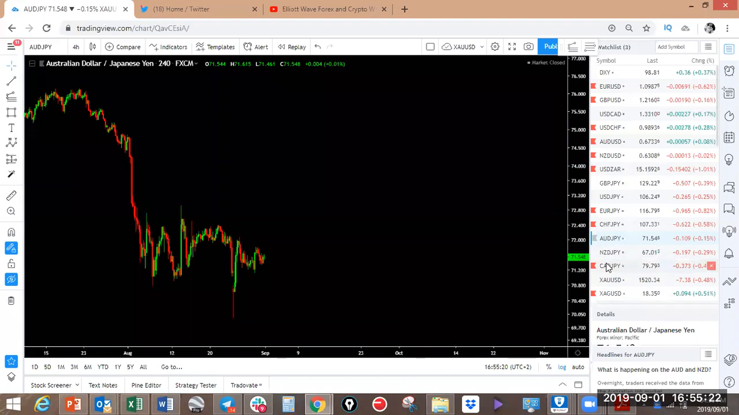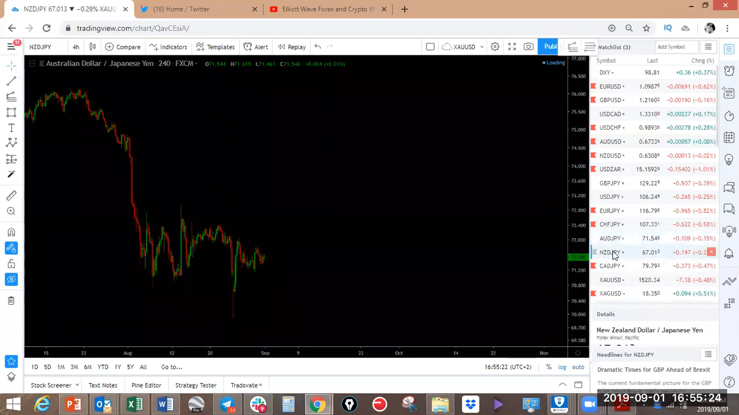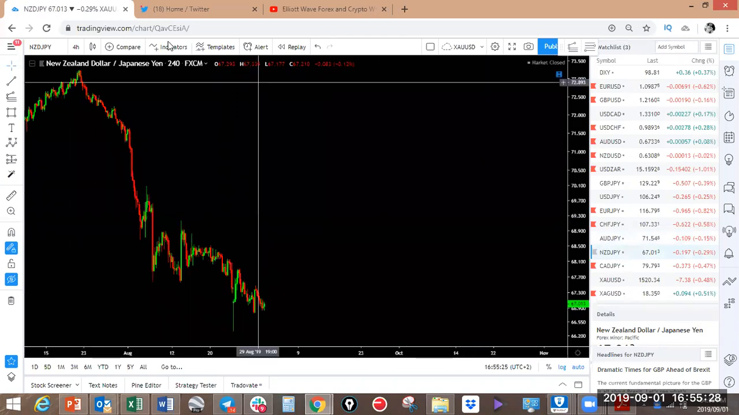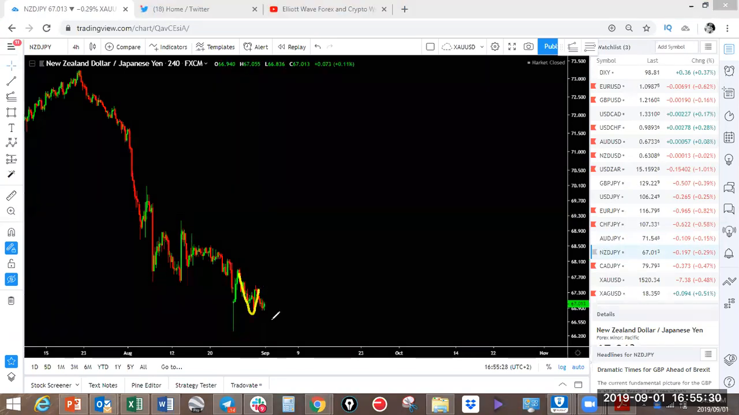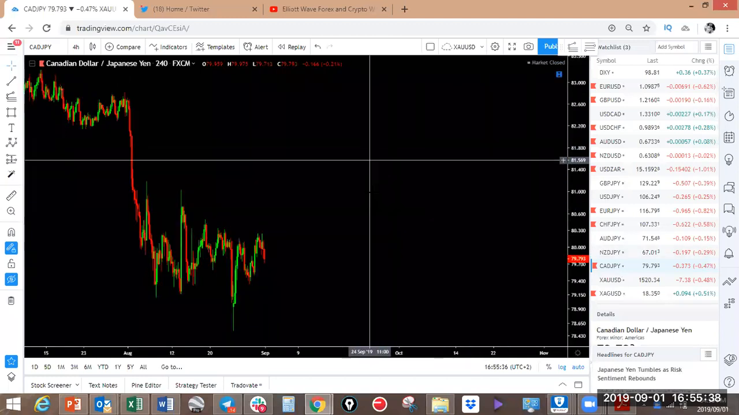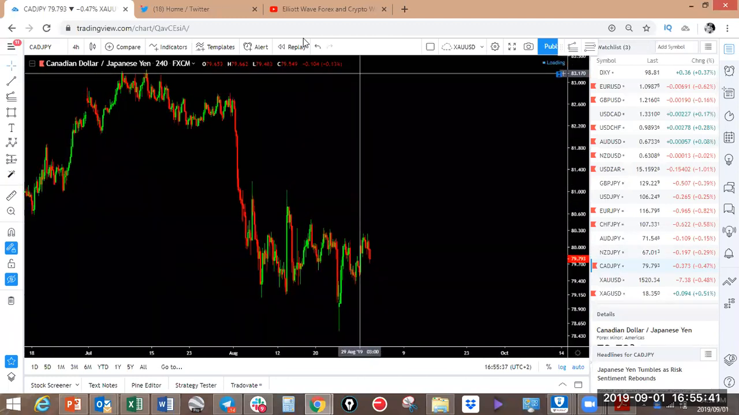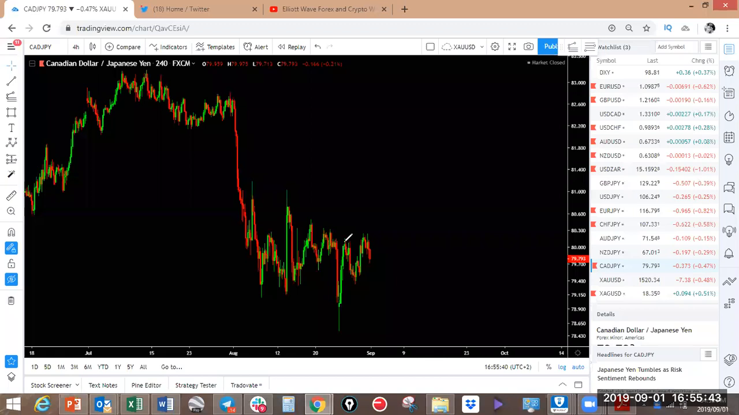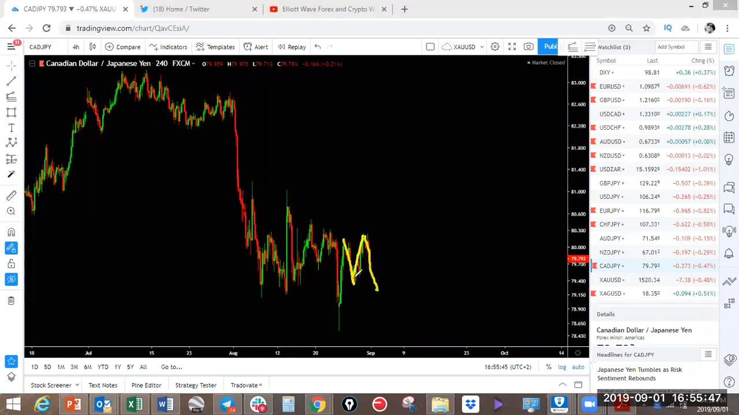Okay, Aussie yen, New Zealand yen, similar structure. 1, 2, 3. This one should push higher and make the structure. Let's see how that plays out. CAD, similar to US dollar yen. So this can lead US dollar yen, and we can see the structure for US dollar yen beforehand. If this one starts pushing lower here, we'll see that this is going to be a corrective structure, and we're going to see a push to the upside.